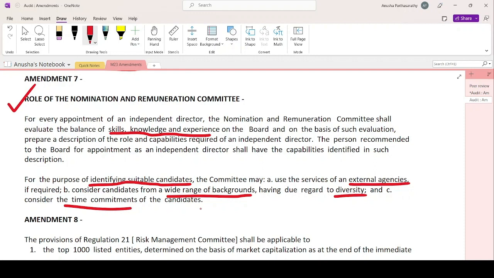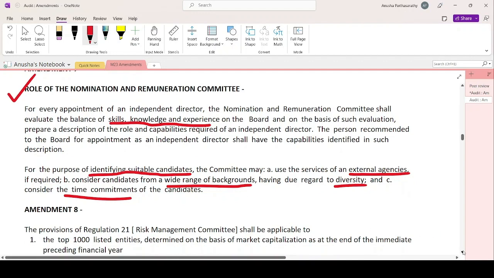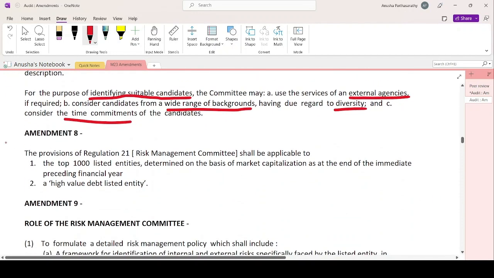Now, amendment number 8. Okay, this is again a revised regulation. Here this one is newly added now. I will list an entity. The provision of risk management committee shall be applicable to the top 1,000 listed entities determined on the basis of market capitalization as at the end of the immediate preceding financial year.